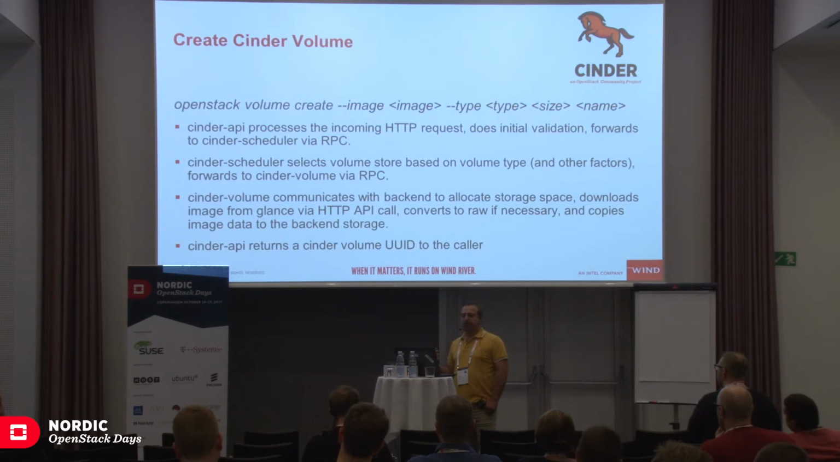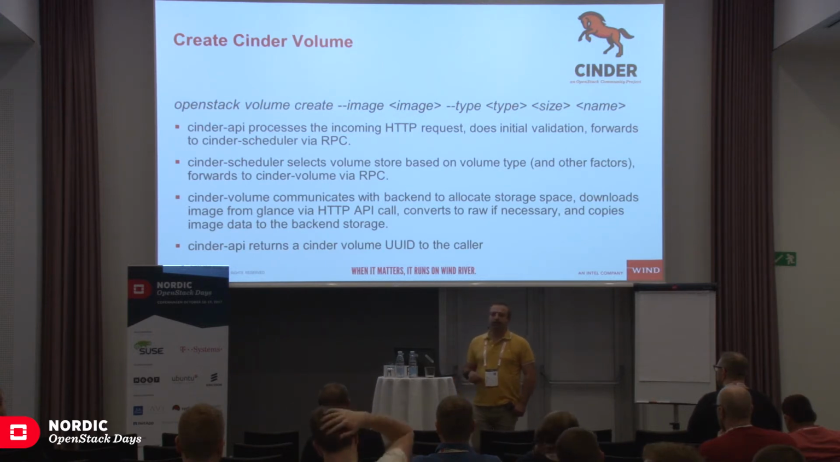Then it downloads the image from Glance via another API call and converts it to raw if it's necessary. If it's not in raw, you're going to convert it to raw and copy the image data to the backend storage. So whatever storage solution you have, you're going to copy it to that backend storage. Then you're going to return the UUID for your volume.